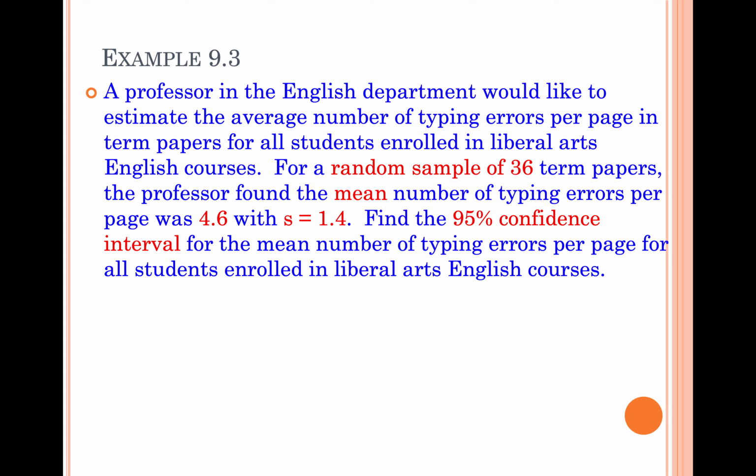Find the 95% confidence interval for the mean number of typing errors per page for all students enrolled in liberal arts English courses. So when the problem gives us a sample standard deviation instead of a population standard deviation, we are going to be using the t-distribution and t-scores to find the confidence interval. So for a 95% confidence interval, we want to make sure that we're using the t-score t 97.5%.